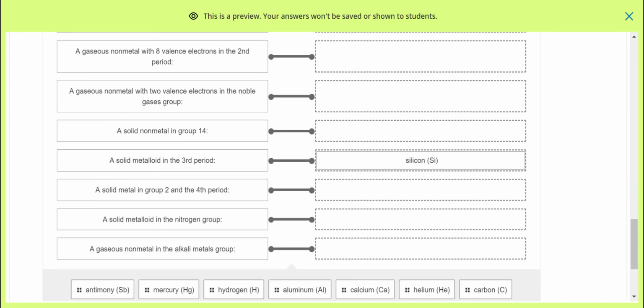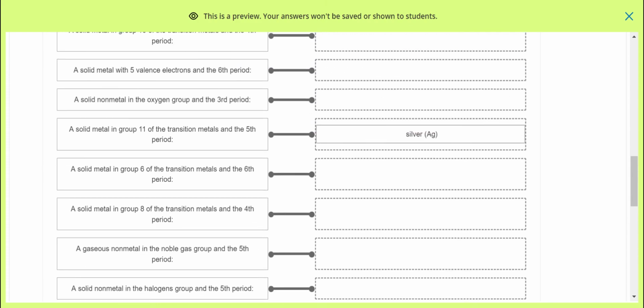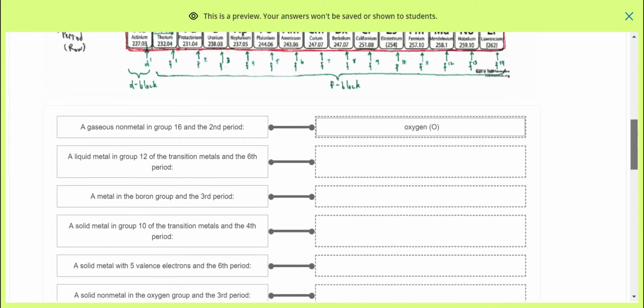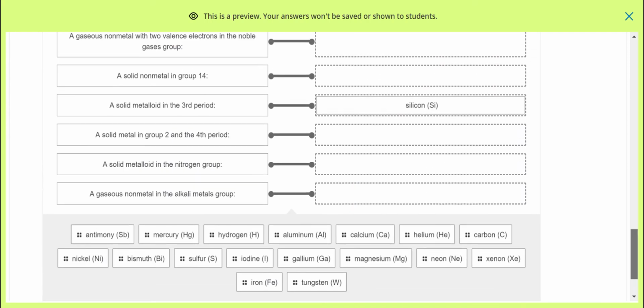Okay, we have another similar question like that, a solid metalloid in the nitrogen group. So again, it doesn't tell us the period in this case, but maybe there's only one metalloid in the nitrogen group. So you might be able to match it up like that. Okay. So good luck with matching those up. And these should all be elements that you saw in part 1 of the lab.